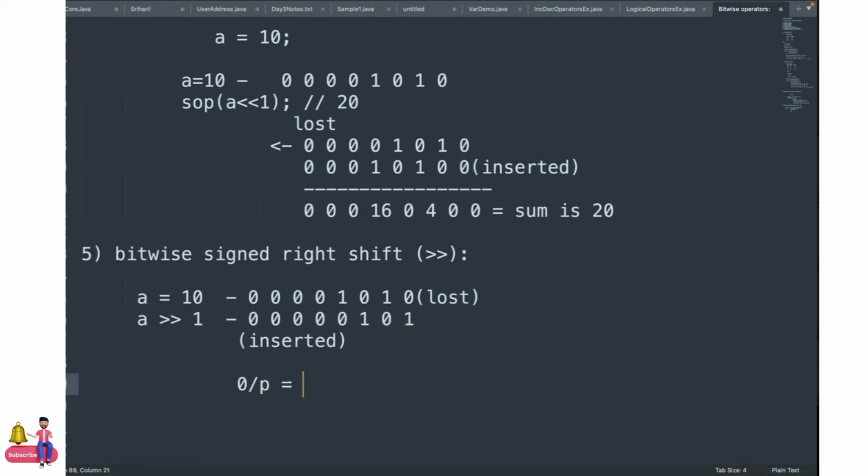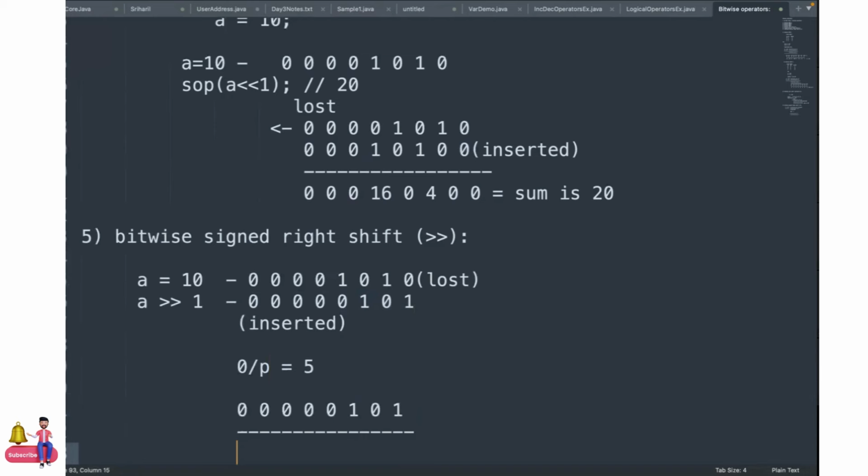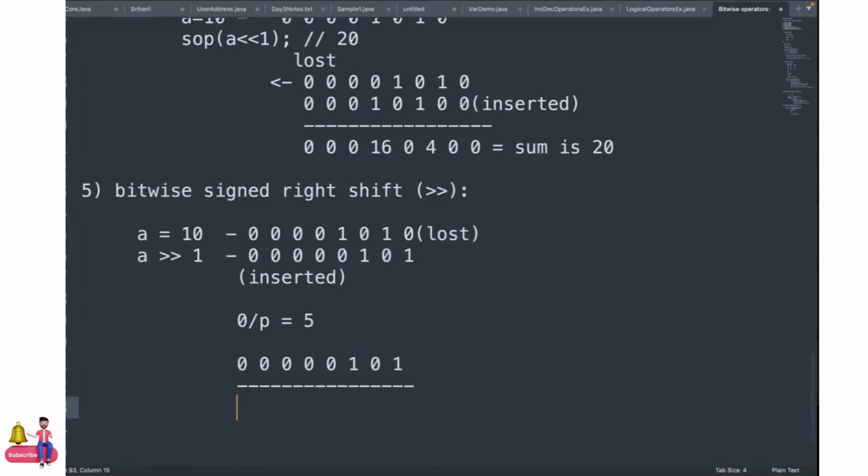It should be 5, so let's see whether it is 5 or not. What is the output we got? 0, 0, 0, 0, 0, 1, 0, 1. If we try to convert this using 2's complement, we'll get the decimal number 5. Let's see.